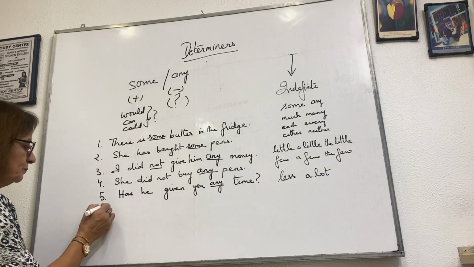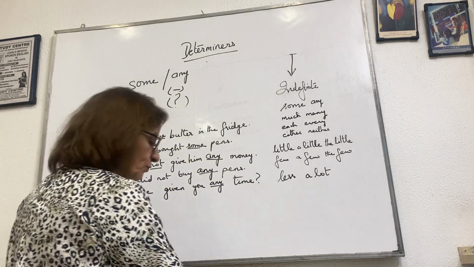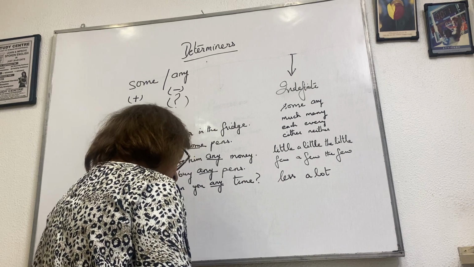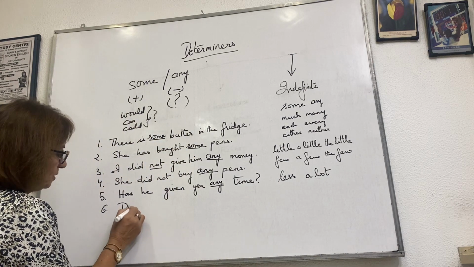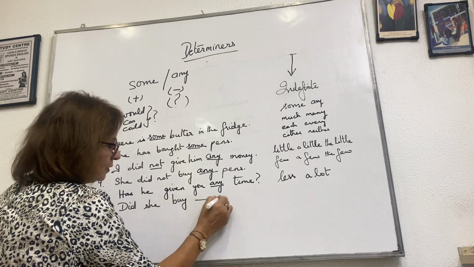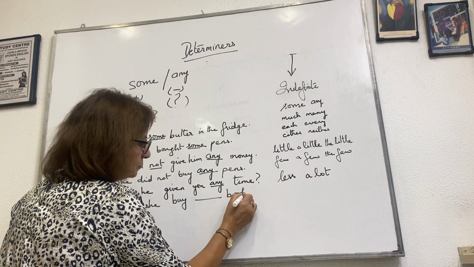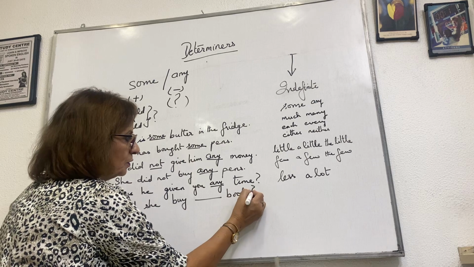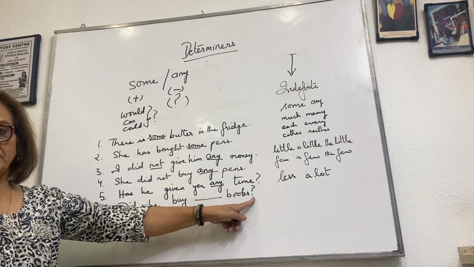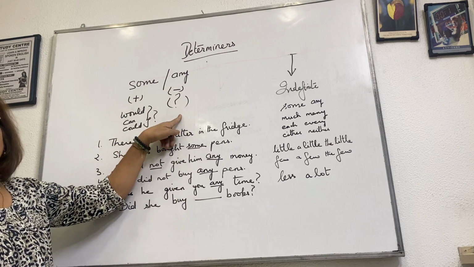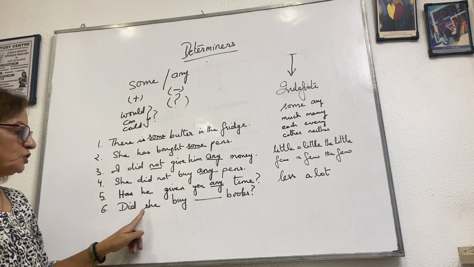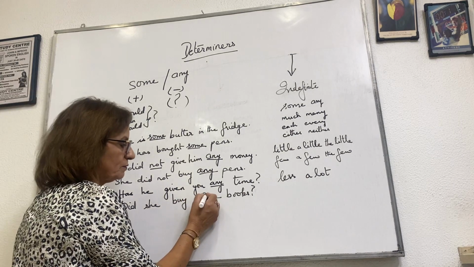Okay. Take another example of an interrogative. Did she buy dash books? It's an interrogative sentence. So what does the rule say? That if the sentence is interrogative, we will use any. So, did she buy any books?